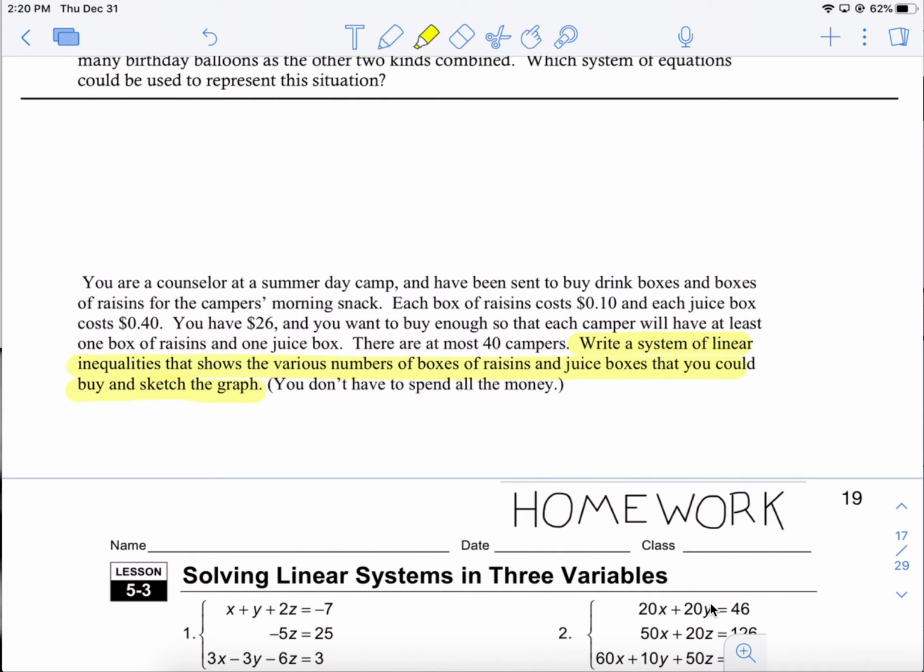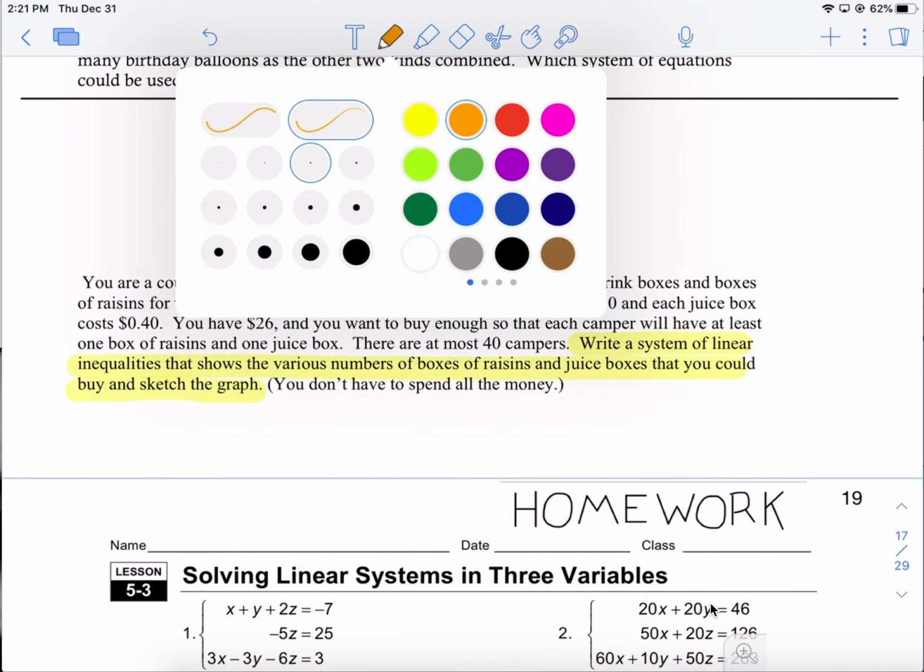All right, it says you are a counselor at a summer day camp and you've been sent to buy drink boxes and boxes of raisins for the campers' morning snack. Each box of raisins costs 10 cents and each juice box costs 40 cents. You have $26 and you want to buy enough so that each camper will have at least one box of raisins and one juice box. There are at most 40 campers. Okay, so let's start with that part.